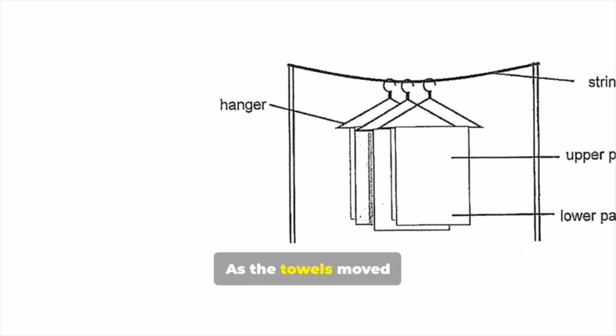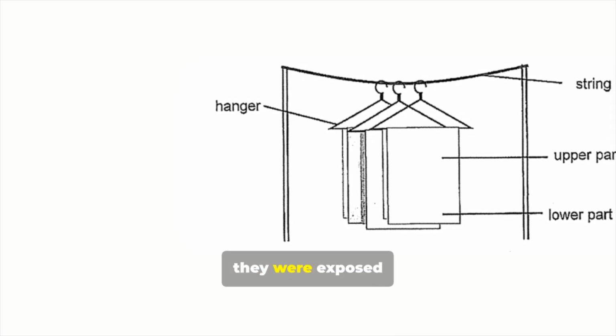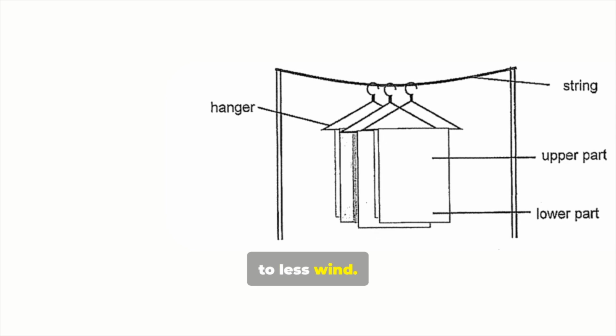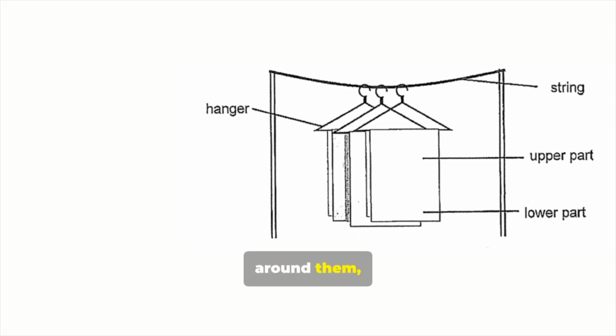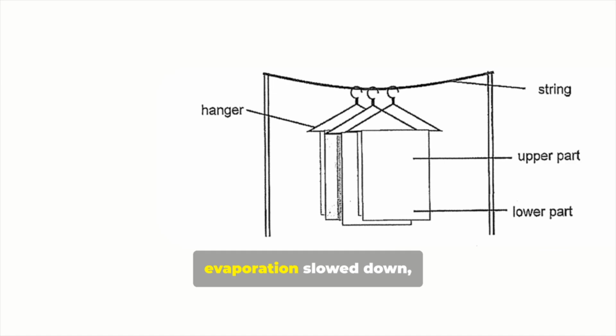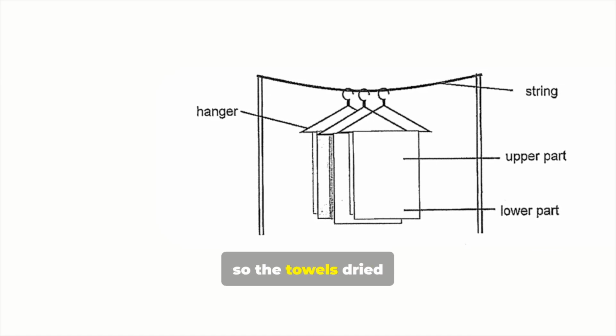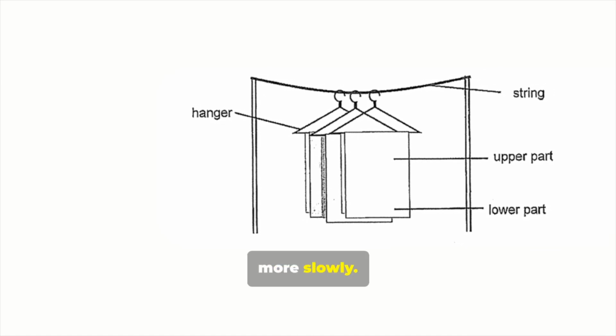B. As the towels moved closer together, they were exposed to less wind, with less airflow around them. The rate of evaporation slowed down, so the towels dried more slowly.